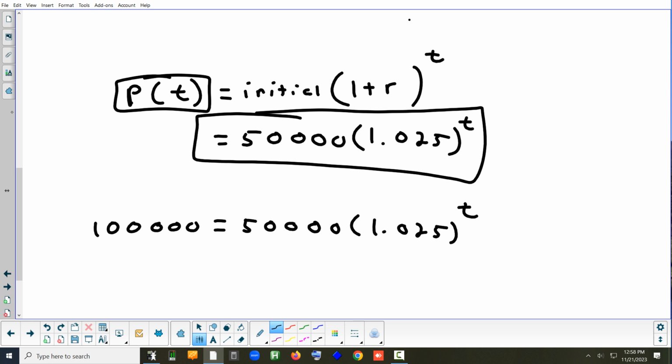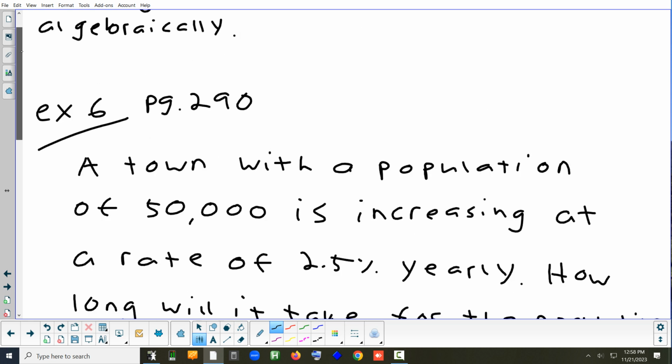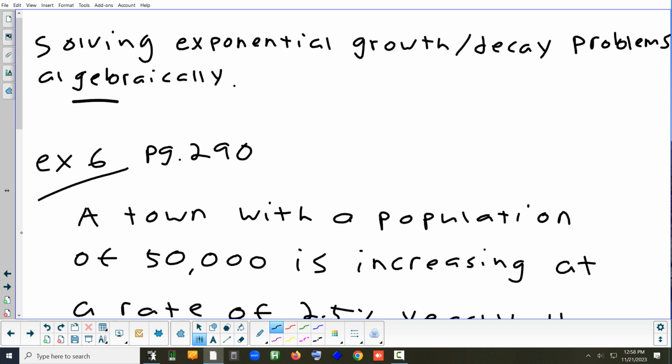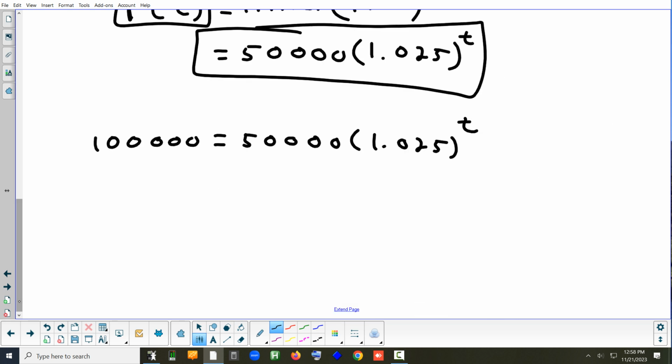So what we want to do now to solve algebraically, that's what we're doing, we want to get t by itself. Well, what's one thing we could do on both sides that would start to at least get some stuff away from t? Minus 50,000 on both sides. So if you have this, you could subtract 50,000, but we have to divide by it. So we're going to divide each side by 50,000.